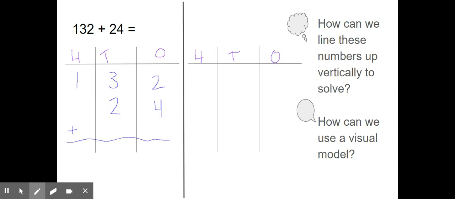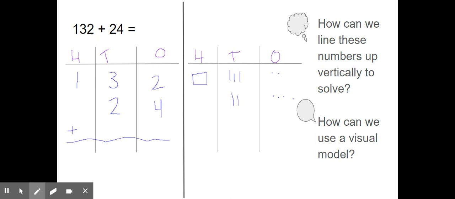Now let's look at the place value chart. 100. I can show 100 with my 100 square. 32. 32 has 3 tens and 2 ones. Plus 24. 24 again has no hundreds, so I'm going to leave that empty. But it has 2 tens and 4 ones. Do we start adding our hundreds, tens, or ones first? We add our ones first.